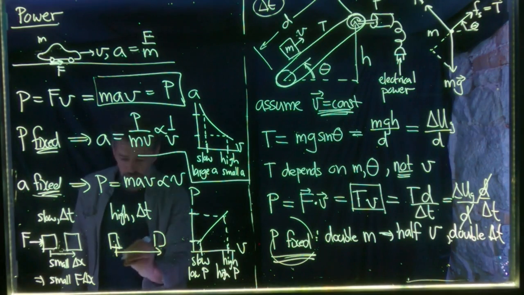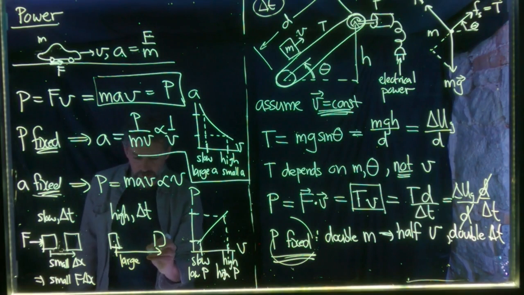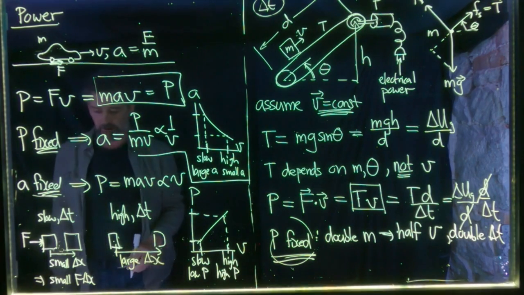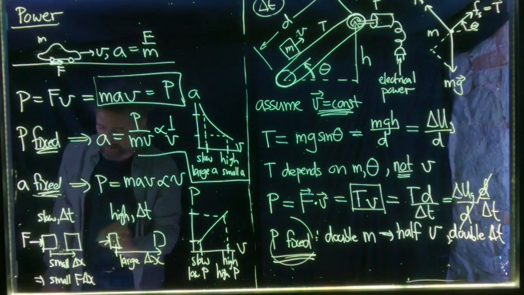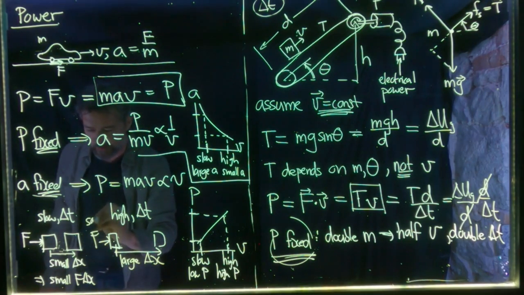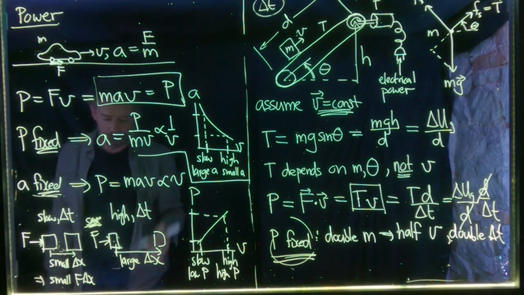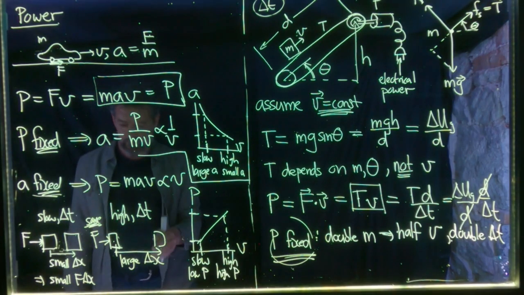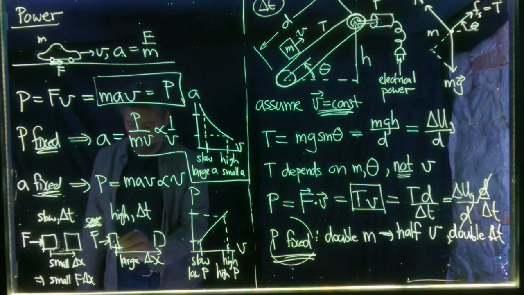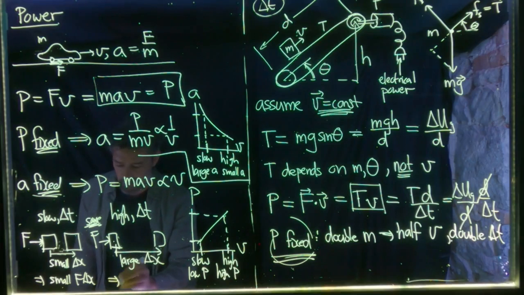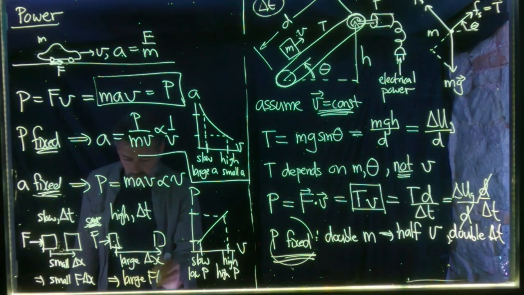So at high speed, during a time delta t, you have a large delta x. But you have the same F. It's important: if you want the same acceleration, you need the same force. So to apply the same force, you're applying that same force over a larger displacement. And so that means that because delta x is larger, even though F is the same, you're going to have a large F delta x.